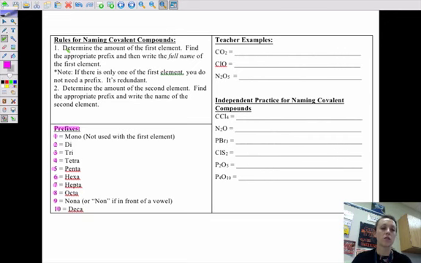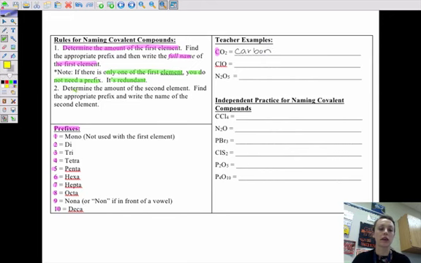So the first rule is to determine the amount of the first element. So if I look at CO2, I only have 1 C. Then it says find the appropriate prefix, then write the full name of the first element. Then there's a special note here. It says if there is only one of the first element, just like in our first example, we do not need a prefix because it's considered redundant or repetitive. So for this first example, I only have 1 C, and I don't need a prefix, so I'm just going to write carbon.